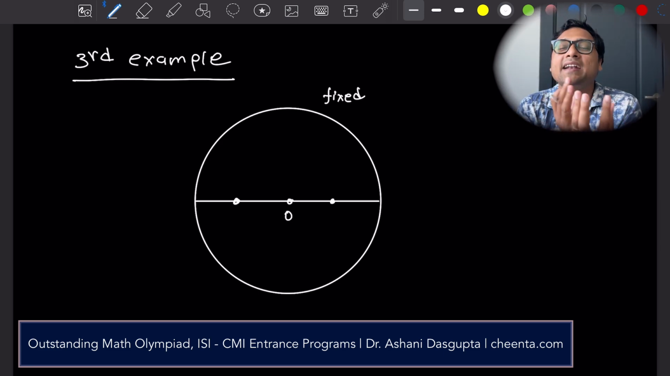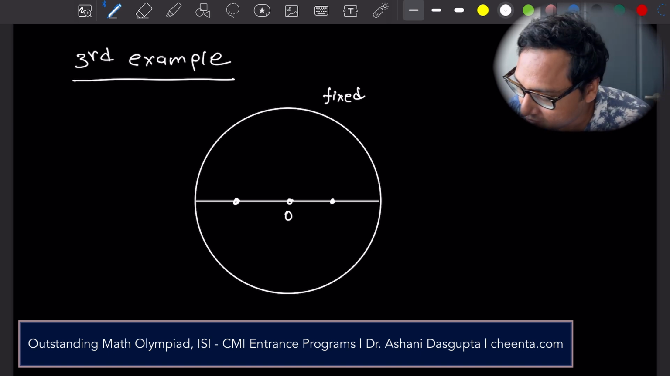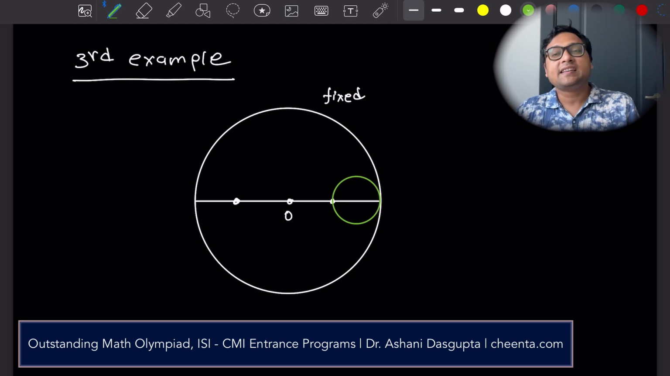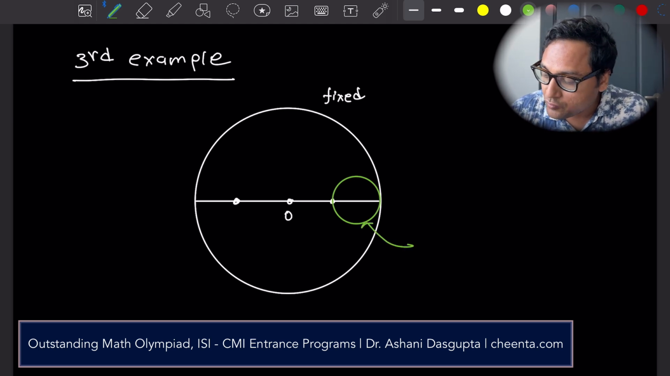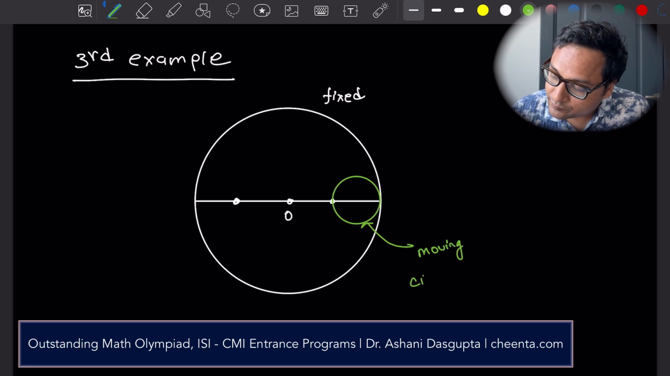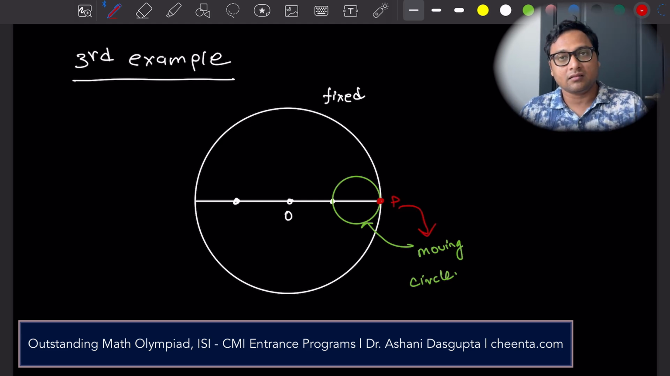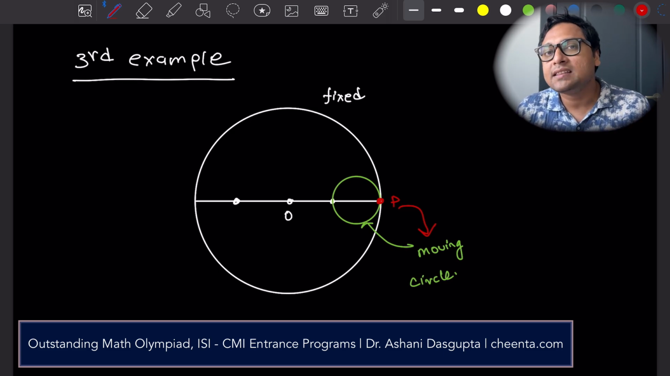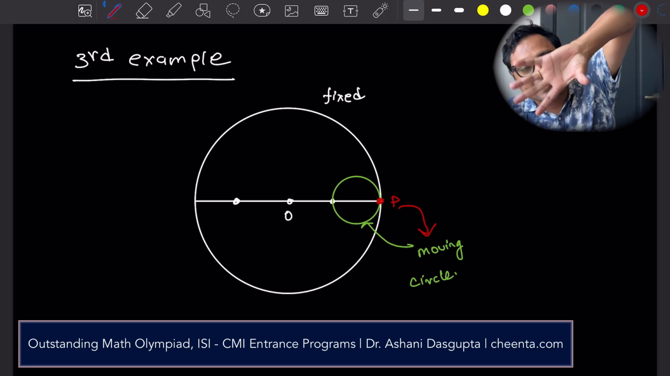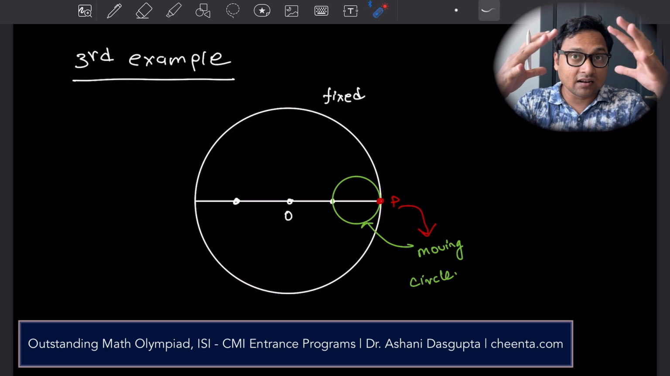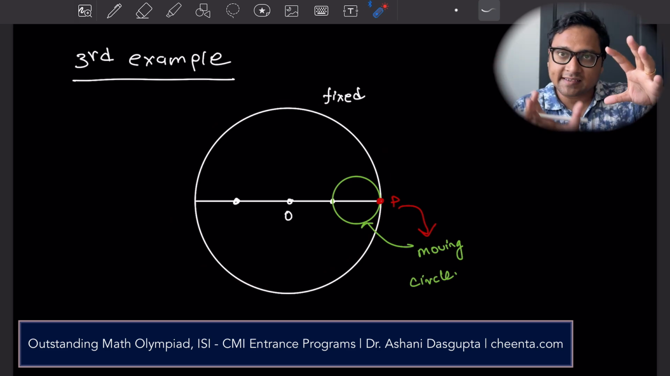Earlier we had points fixed. Now we have a circle fixed. And now we have a moving circle with diameter 1. This is a moving circle. And we have a point P on the end of the moving circle. P is on the moving circle. Now imagine that this small green circle is rolling on the circumference of the fixed big circle. The big circle is fixed. The small circle is rolling like this.